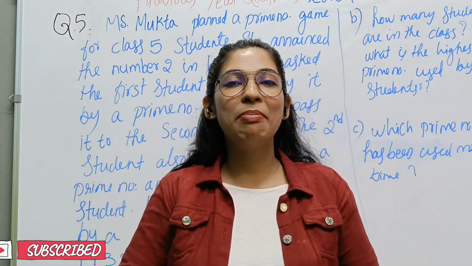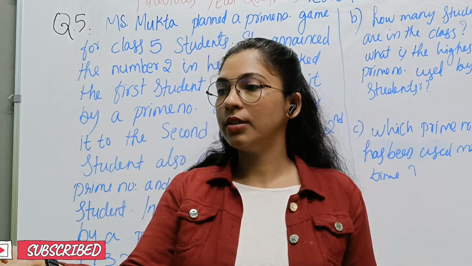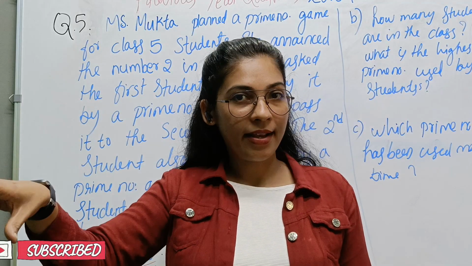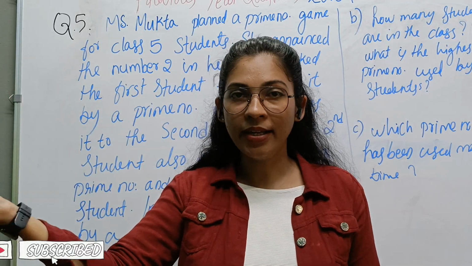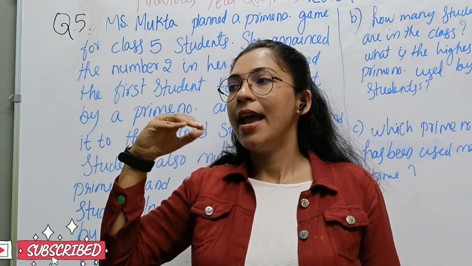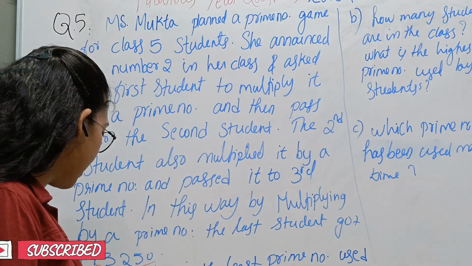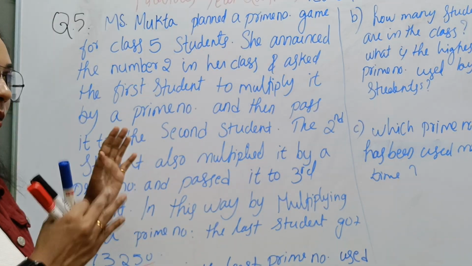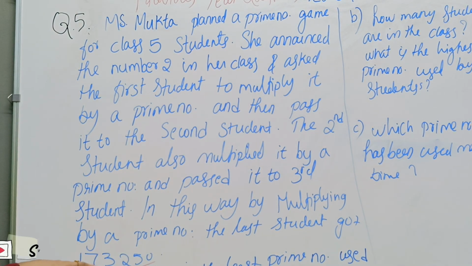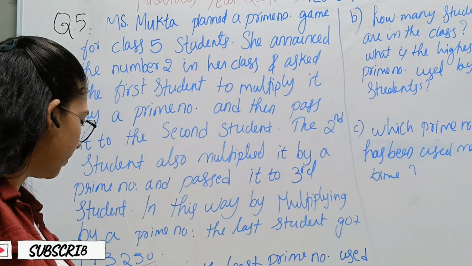The teacher planned a game. She announced the prime number 2 and asked the first student to multiply it with another prime number, and he got an answer. He passed it to the next student, and the second student also multiplied a prime number with the answer. This process continued, and the last student got the answer 1,73,250. So these students multiplied with prime numbers and finally got 1,73,250.